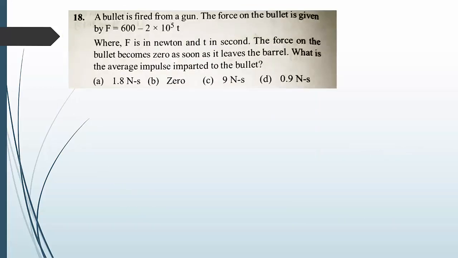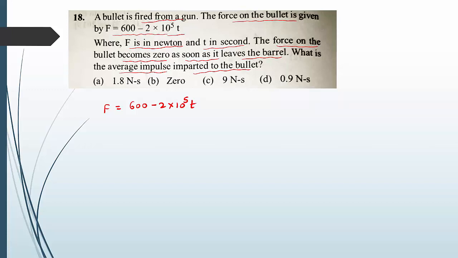18th question. A bullet is fired from a gun. The force on the bullet is given by F equal to 600 minus 2 into 10 raised to 5 into T, where F is in Newton and T is in seconds. The force on the bullet becomes 0 as soon as it leaves the barrel. What is the average impulse imparted to the bullet? Yes. So first I can write the given equation of the force: F equal to 600 minus 2 into 10 raised to 5 into T. This is the given equation.